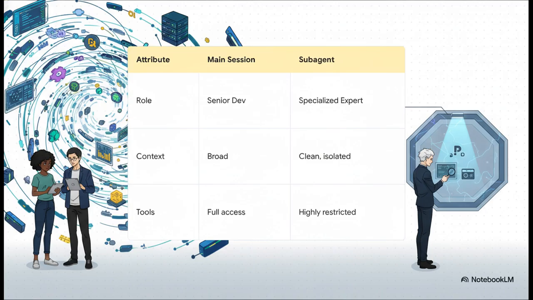The main session acts as the task initiator, handling broad project data with full tool access. Meanwhile, the subagents have a completely clean context, isolated to one specific workflow, and they use highly restricted tools. For instance, a UI testing subagent might only have access to Playwright and literally nothing else. This separation of concerns is exactly how modern, efficient engineering teams operate in the real world.